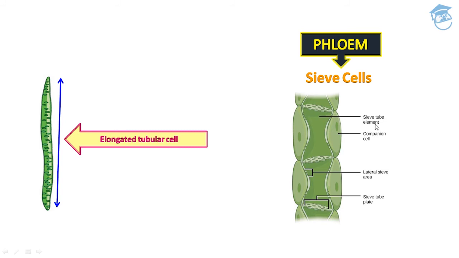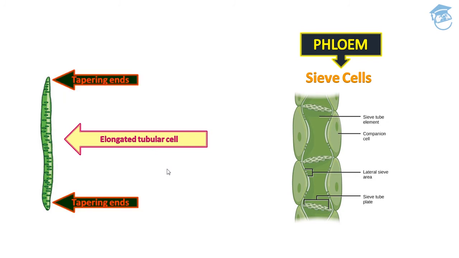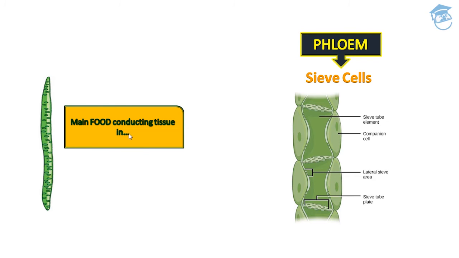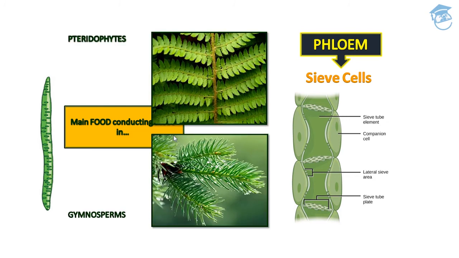Students, see, this is the sieve tube element, this is the companion cell, this is the lateral sieve area, and this is the sieve plate which has pores in it. This is an elongated tubular cell which has tapering ends, as you can see. This is the main food conducting tissue in pteridophytes and gymnosperms, but it is not found in angiosperms. I repeat, sieve cell is only found in pteridophytes and gymnosperms and not in angiosperms.